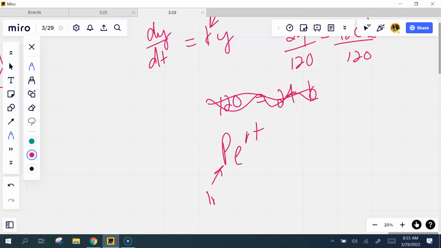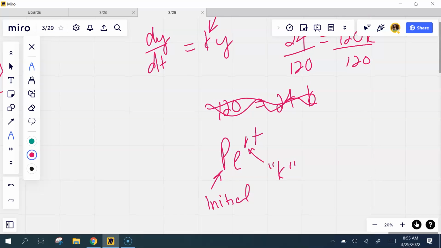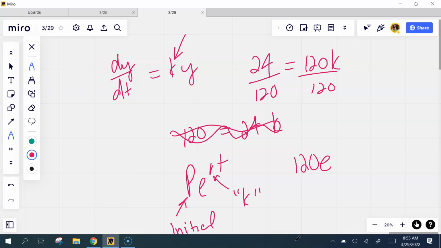This is initial, what you start with. This is your k that you found, your rate that is increasing or decreasing, and t is your time, which stays in there. So if you look, I started with how many? 120. 120 e. We found the rate to be, well, it looks like they've simplified this. So 24, I literally just started dividing by 2 because I could not think of this in my head. So I went 12 over 60, then 6 over 30, which is 1 over 5.